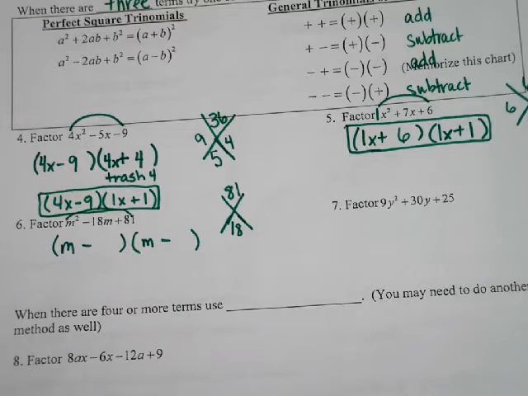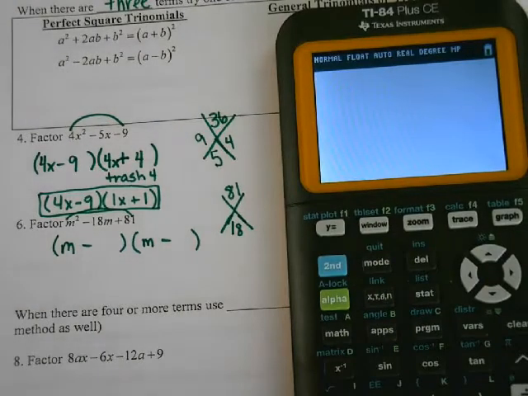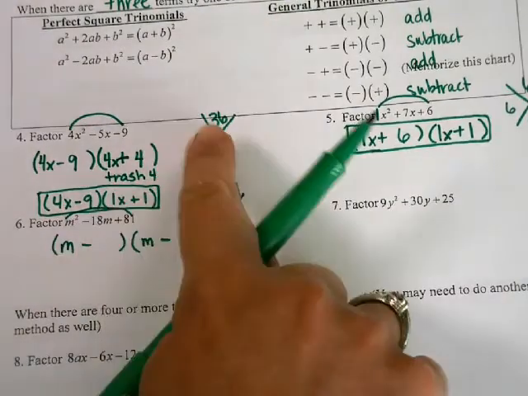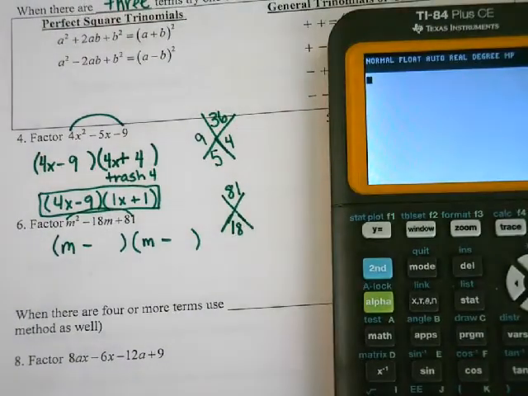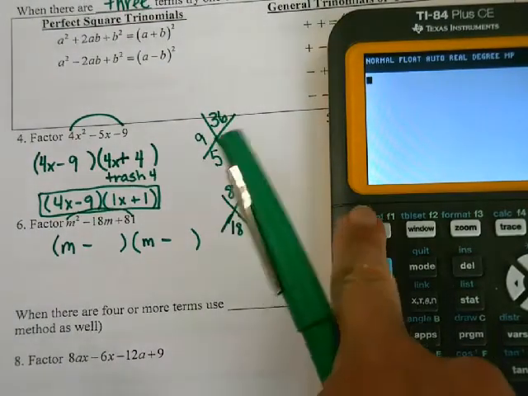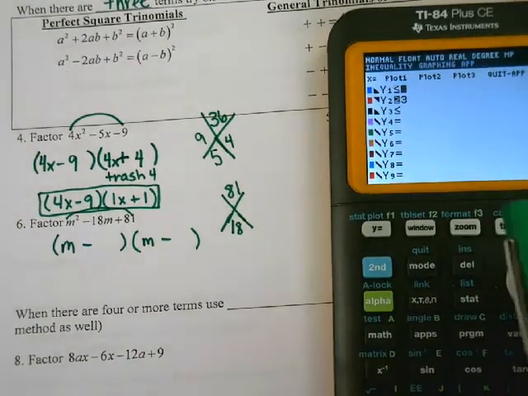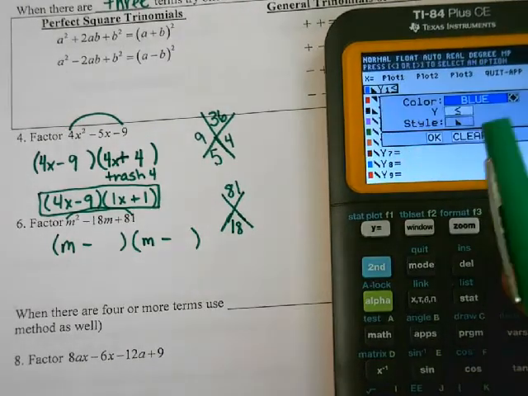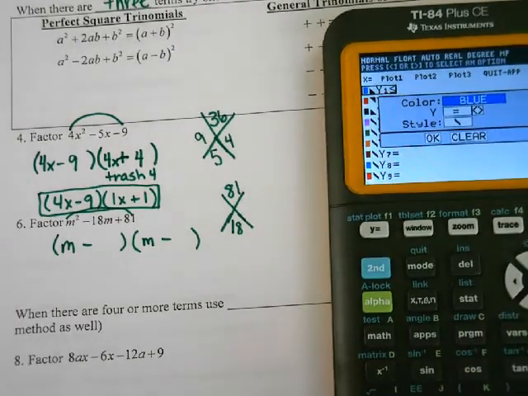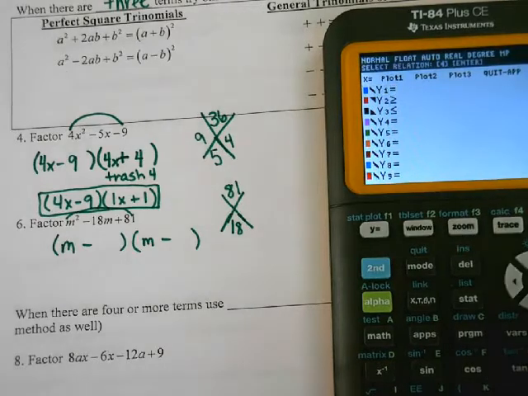What if you're not sure about factors? Have you seen this trick? Let me show you something. Say for example you weren't sure of the factors of 36 or 81, okay? Your calculator will give you a list of factors. So if you go to y equals, I've got a whole bunch of junk in there, but it doesn't really matter. We're not going to graph it.